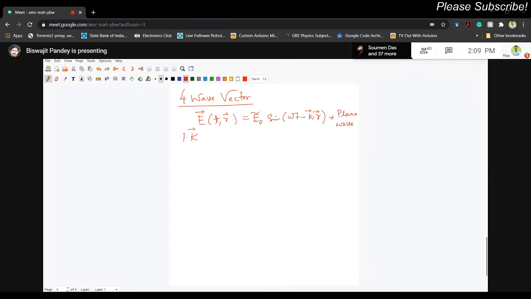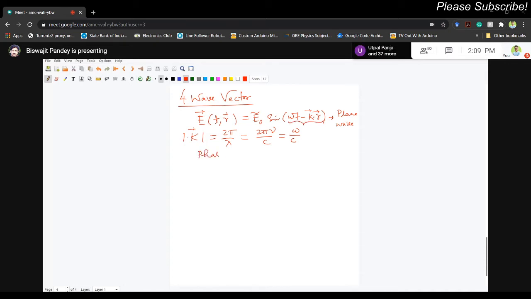Magnitude of k is nothing but 2π by λ. This is the 3-wave vector, which again you can write as 2πν by c, or you can also write this to be ω by c, angular frequency, right? And what is phase? Phase is nothing but this one, right? You can add some quantities to it, but this is the phase of the wave.